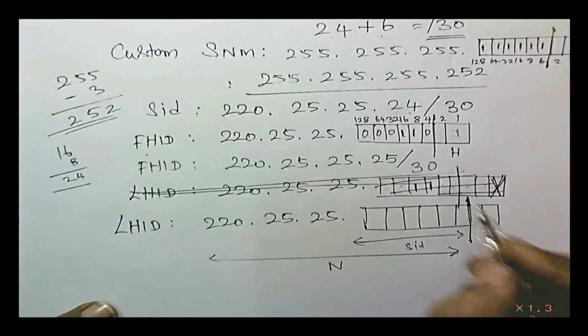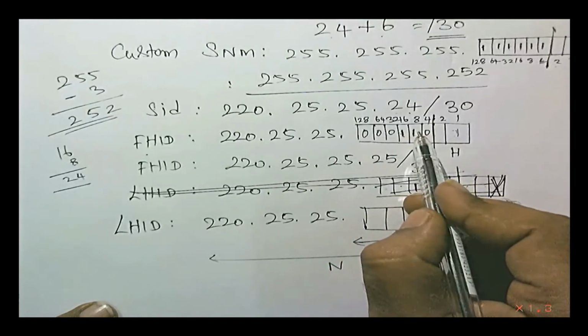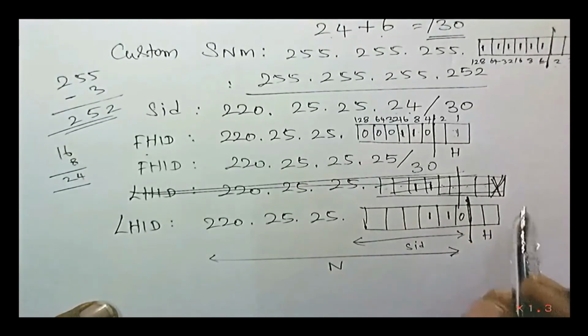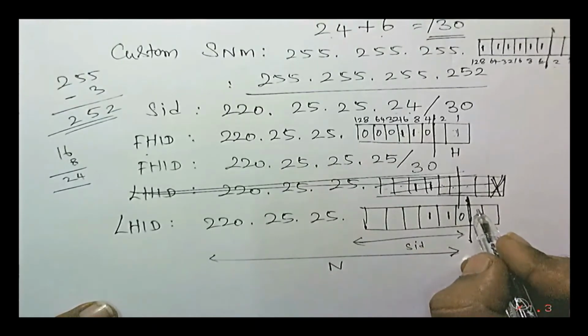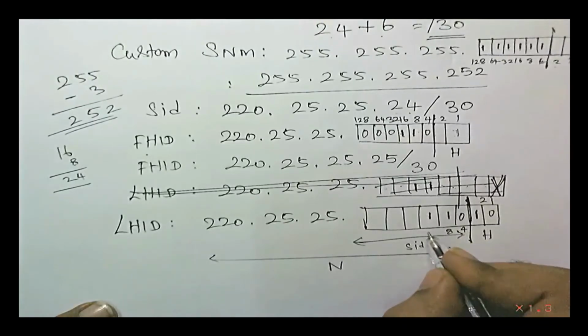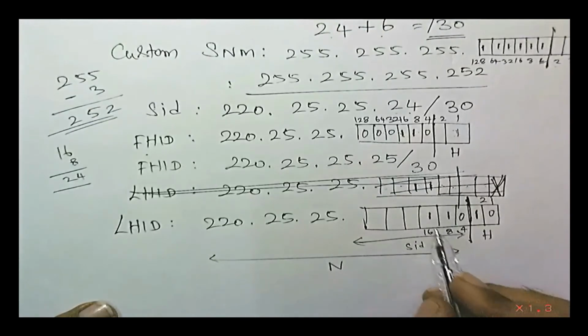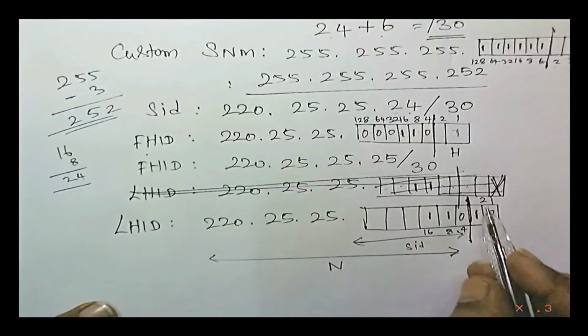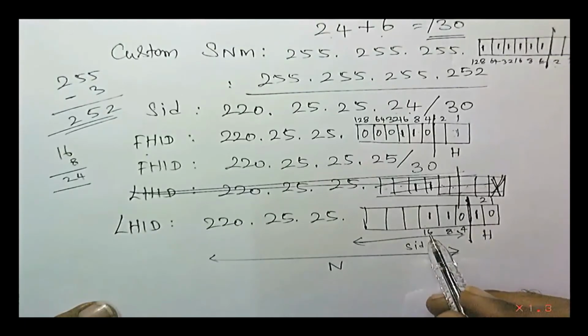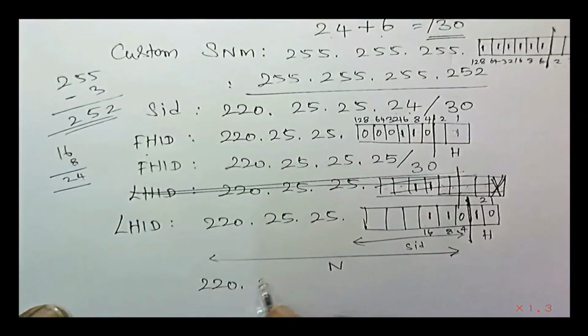Now here we have 16 and 8, so the bits are already 0, 1, 1. What is the formula to find the last host ID? You have to make everything 1 and the last bit 0. So this bit is going to be 1 and here it is going to be 0. So 1, 2, 4, 8, 16. You add all these, 16 plus 8 plus 2, which is 26. So this is going to be 220.25.25.26.